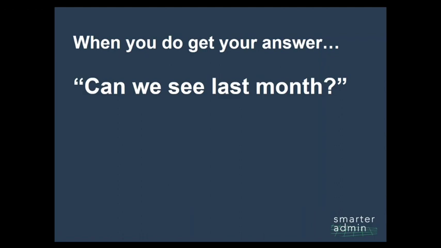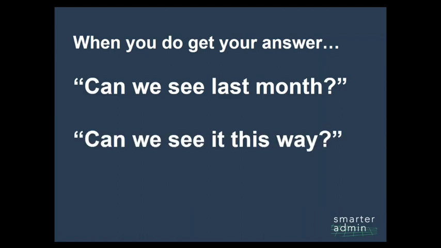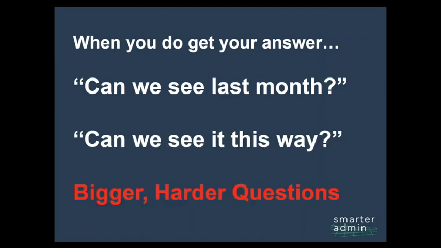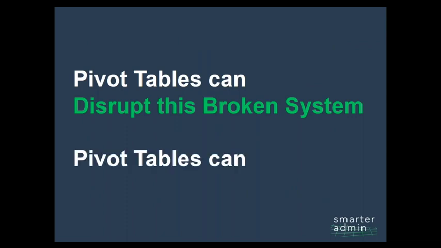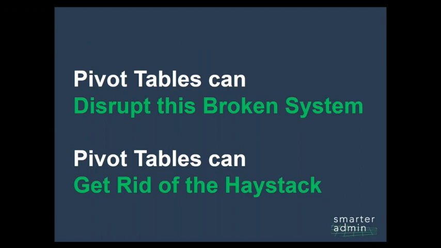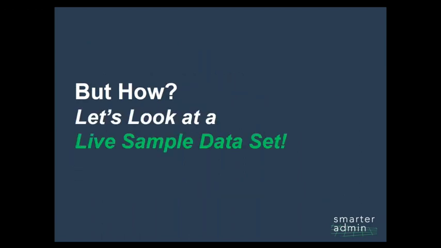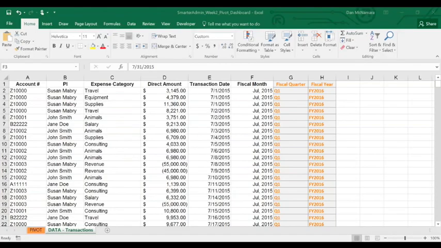Big data often doesn't lead to answers. Big data often leads to more questions, harder questions. And you're back to square one, having to dive back into the haystack to find a different needle. Well, pivot tables can turn this broken system on its head. Pivot tables can give you the advantage with growing data. Pivot tables can get rid of the haystack. And to show you how to do it, let's take a look at a live data set.